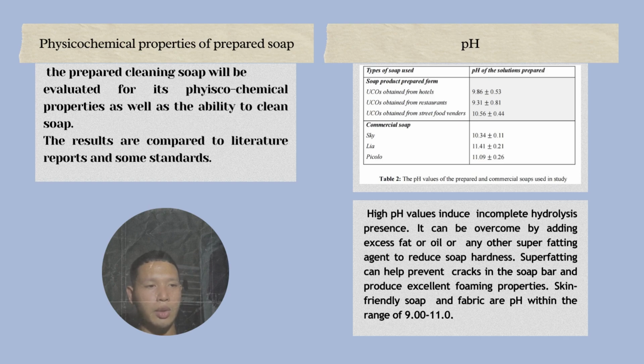High pH value indicates incomplete hydrolysis. It can be overcome by adding excess fat or oil or any other superfatting agent to reduce soap hardness. Superfatting can help prevent cracks in the soap bar and produce excellent foaming properties. Skin-friendly soap and fabric soap pH is within the range of 9 until 11.